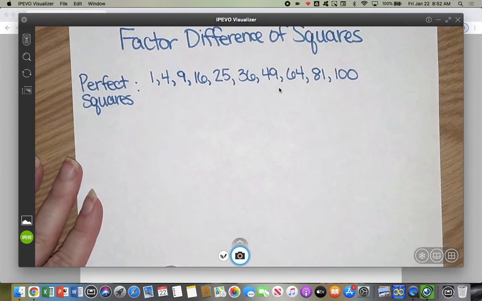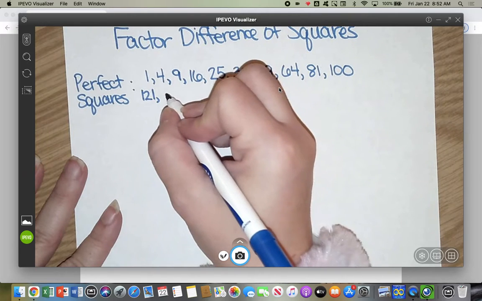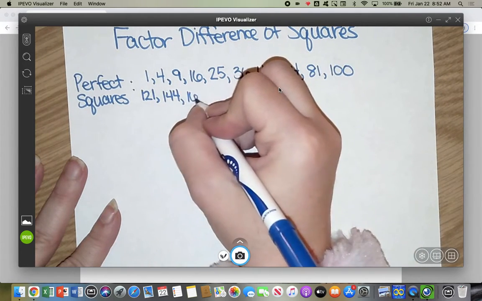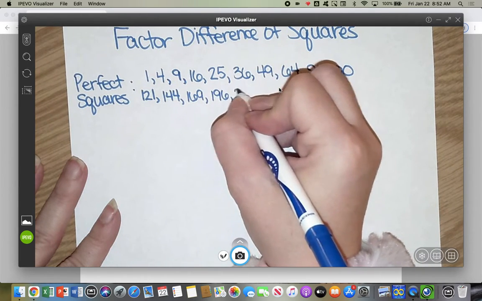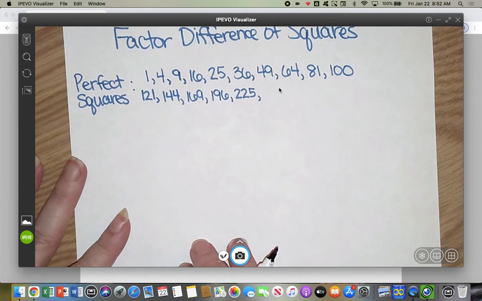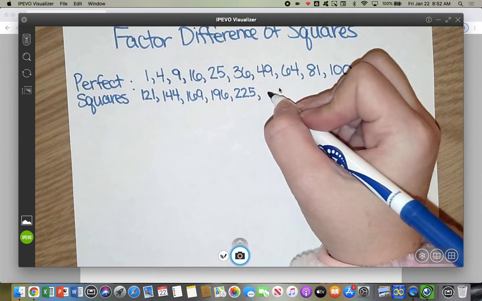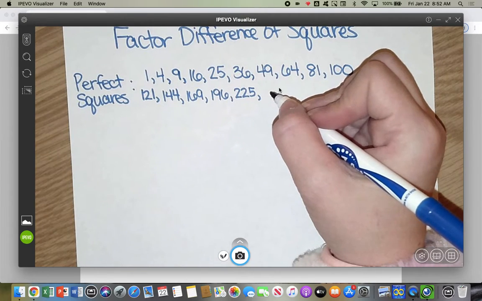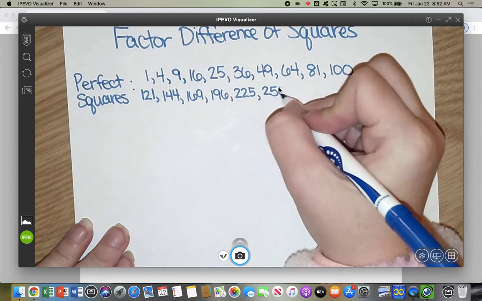So 11 squared, you guys know that? 12 squared? 13 squared? 14 squared? 15 squared, we just established that's 225. 16 squared? It ends in a 6. That's a good guess. 256.